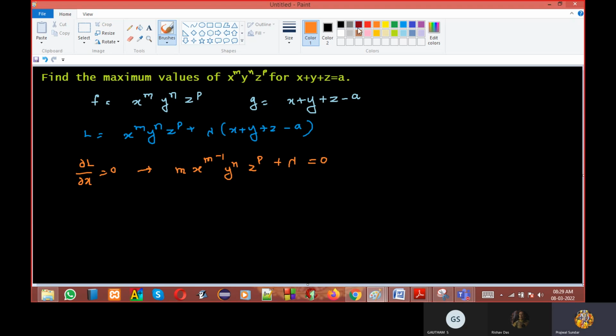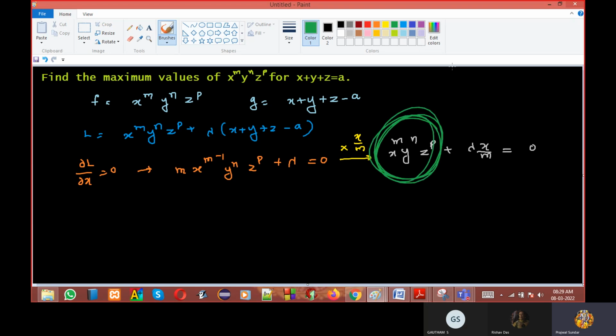What do you do? What I'll do is I'll multiply this equation by x/m. You see why I'm doing this? I'll again get back x. I'll get x^m y^n z^p + λx/m = 0. Correct? Why? Because I want to maintain this so that I can compare the equations at the last. You see what will happen.